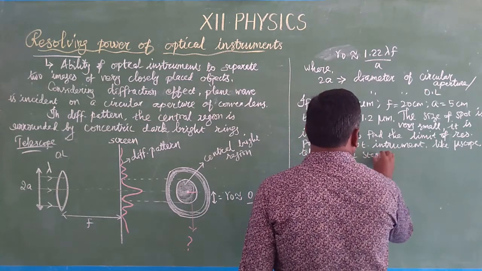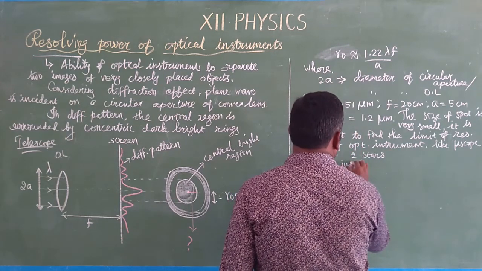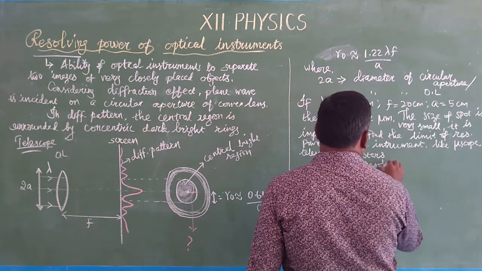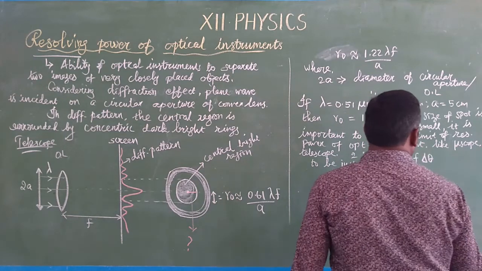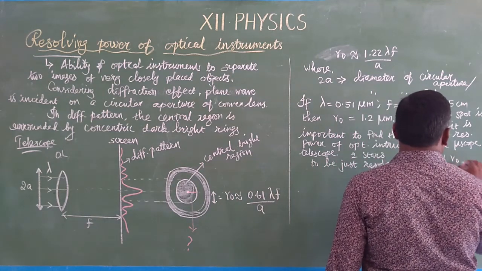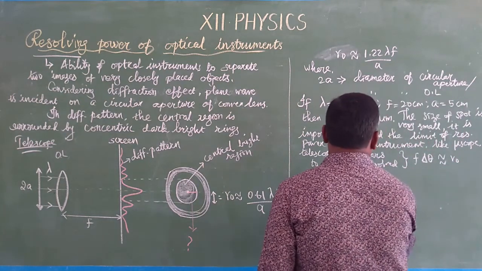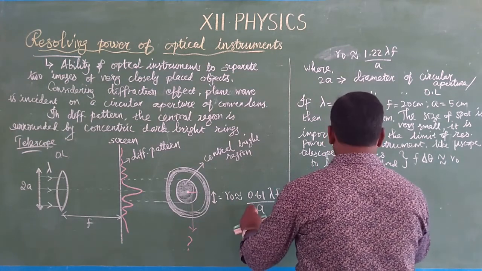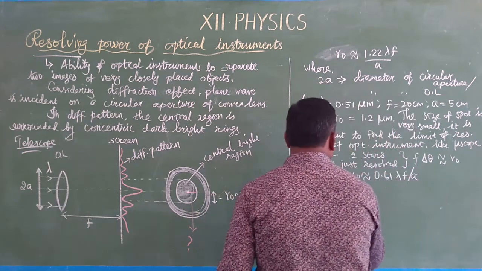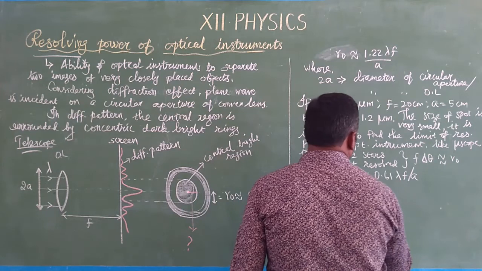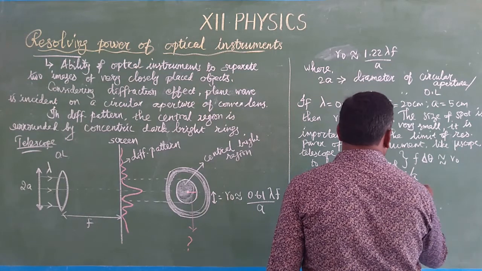For two stars in the space to be just resolved, அதுக்கு already standard formula இருக்கு. That is f into delta theta, which is approximately equal to R naught. But நமக்கு R naught ஓட value தெரியும். What is R naught? After substituting all, R naught is approximately equal to 0.61 into lambda f by a. That is, delta theta is approximately equal to 0.61 into lambda by a.